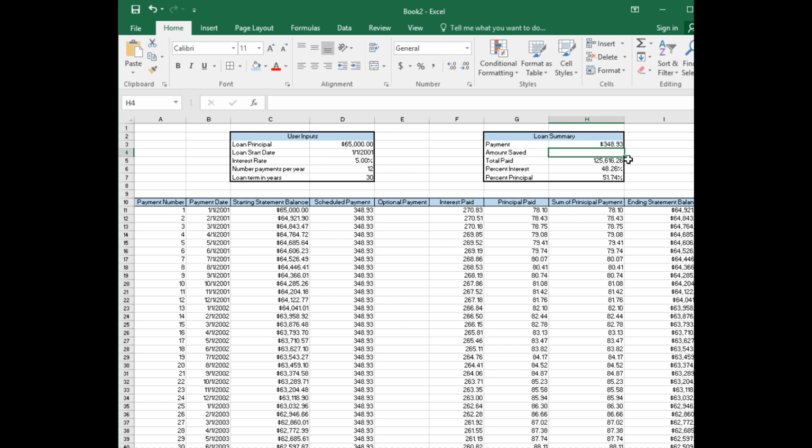Let's see, the amount saved, we need to take the actual sum and compare it to the total if we did not make any extra payments. So, sum of principal payment, interest, principal paid. Let me think about this one, and then I'll get back to you on the next video.